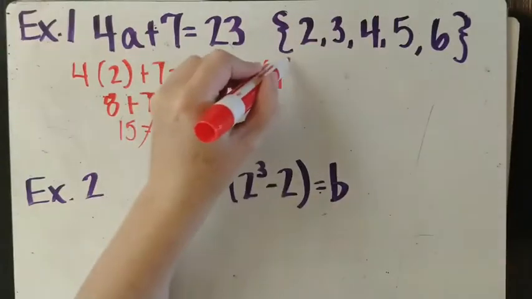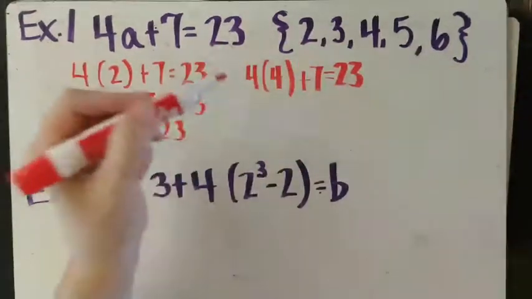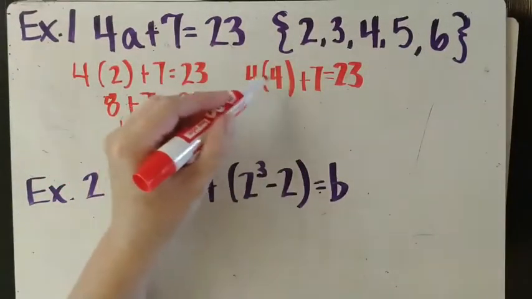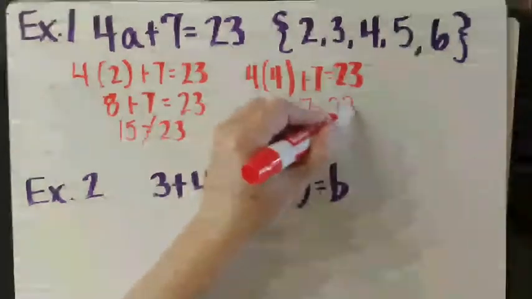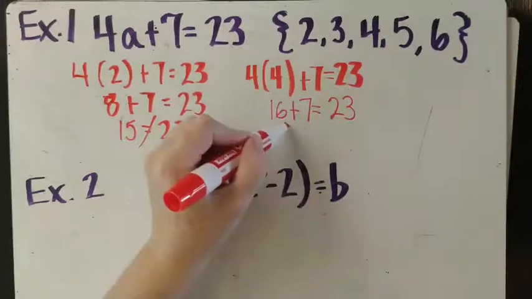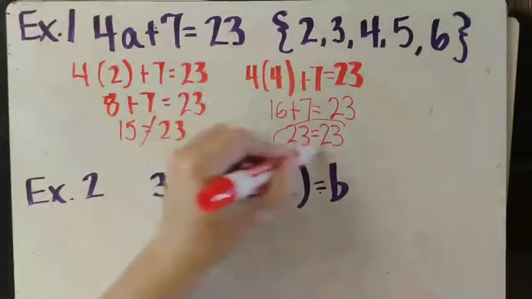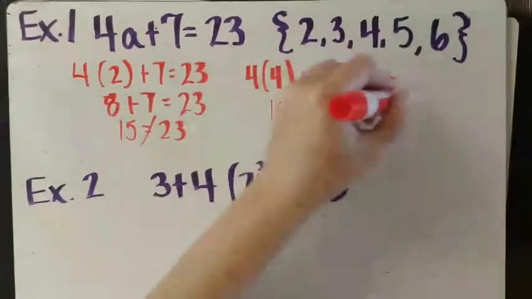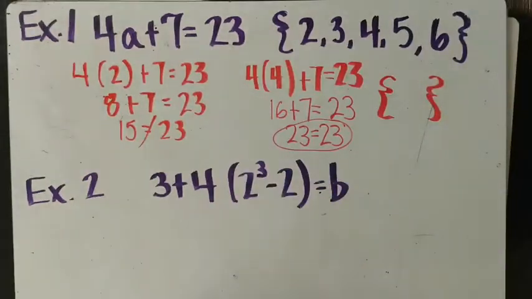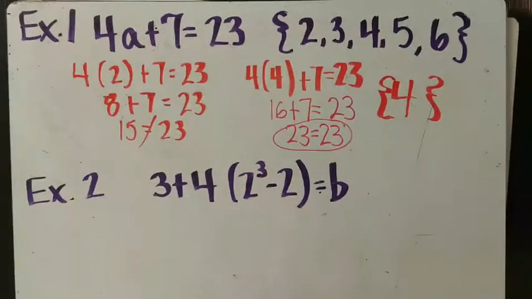So we have 4 times 4 plus 7 equals 23. Let's see if this is true. 4 times 4 is 16. Is 16 plus 7 23? Yes, it is. So we chose the element 4 and it worked. Therefore, if we're answering the question, find the solution set, we're going to make our braces, and inside our set, we're going to put the element 4 because that one worked.